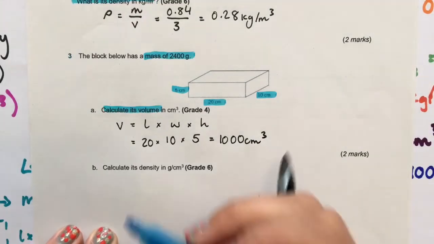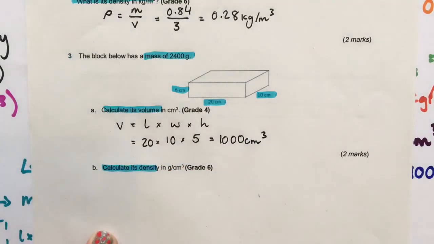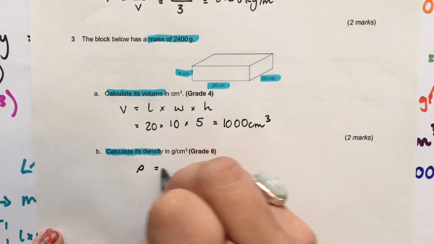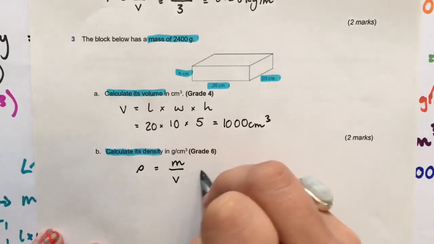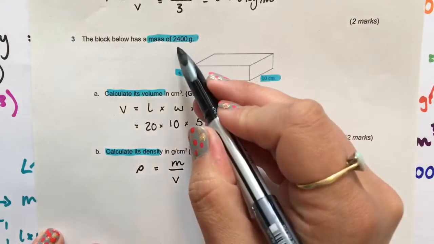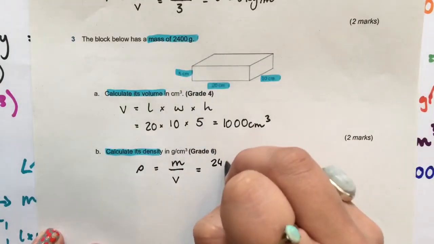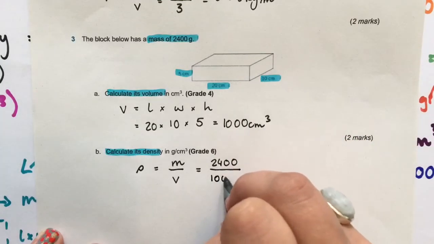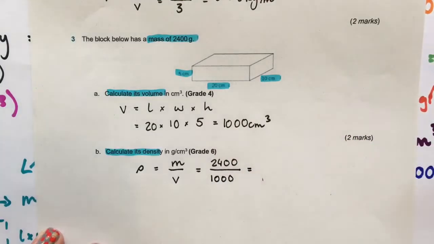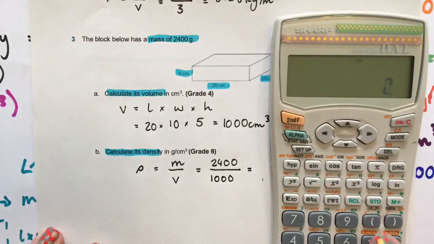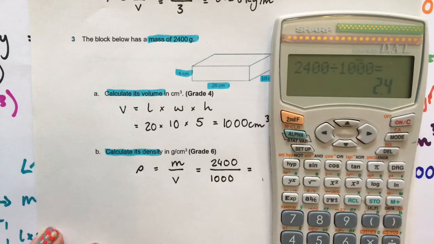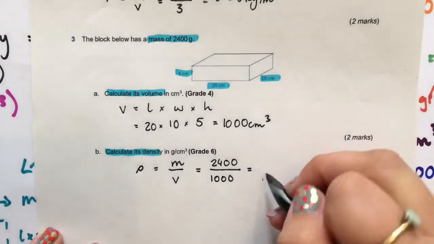And then the next question, calculate its density in grams per centimetre cubed. So again, I want to write out my equation. Density is mass divided by volume. The mass up here is 2,400 grams. The volume I've just calculated is 1,000 centimetres cubed. So you might not need to use a calculator for this, but let's just use one for good practice. 2,400 divided by 1,000 is 2.4 grams per centimetre cubed.